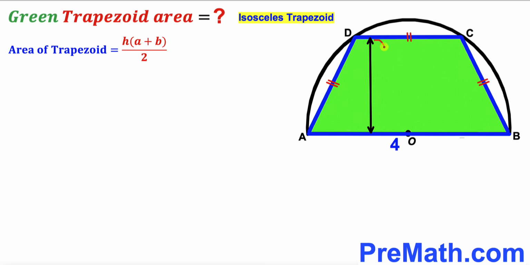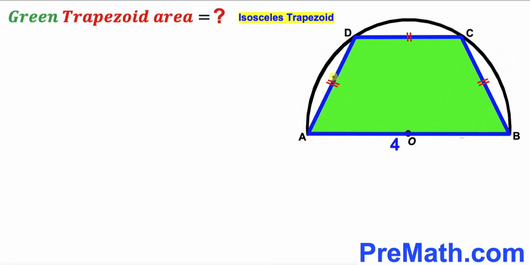Here this is the height of this trapezoid, lowercase h. This base I'm going to call lowercase a, and this is our base lowercase b, and we know our lowercase b value is 4. So now our task is to find the value of base a and height h before we can calculate the area of this trapezoid.